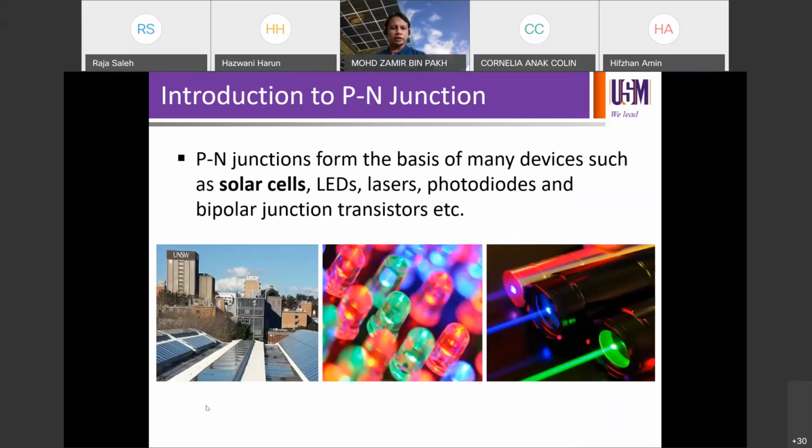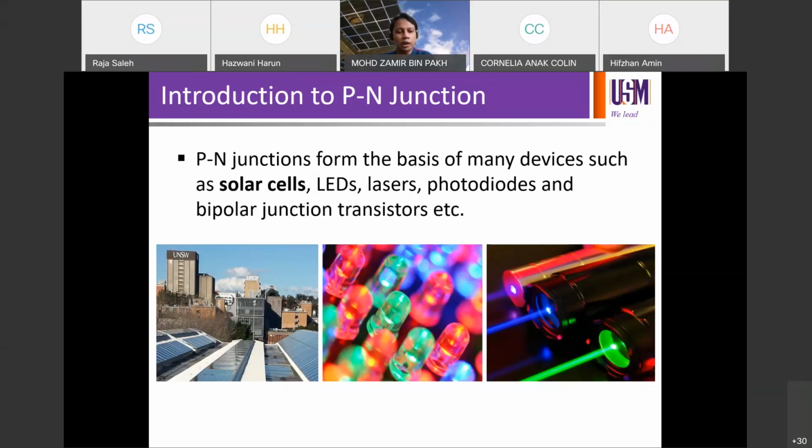A PN junction forms the basis of many semiconductor devices such as solar cells, LEDs, lasers, photodiodes, BJTs (bipolar junction transistors), JFETs (junction field effect transistors), and many, many more semiconductor devices. So these are among the pictures to show the applications of PN junction, right?